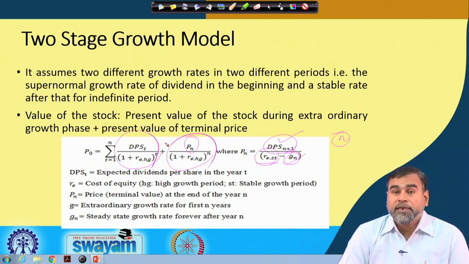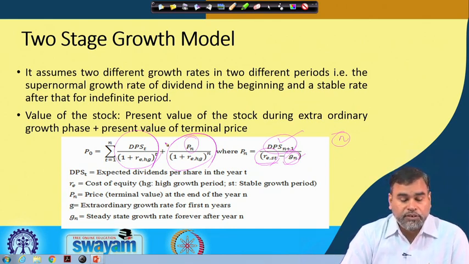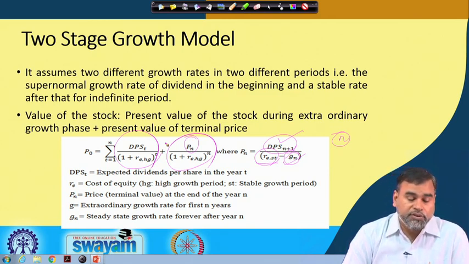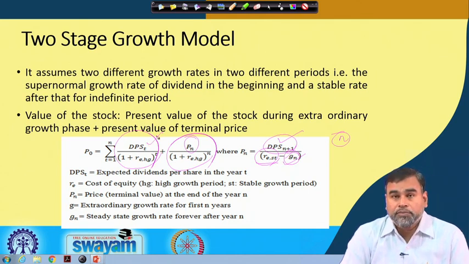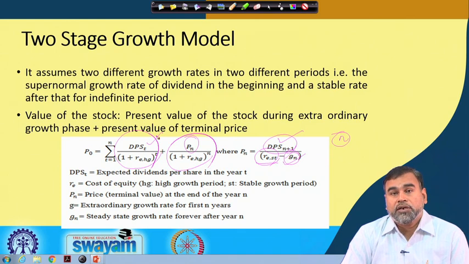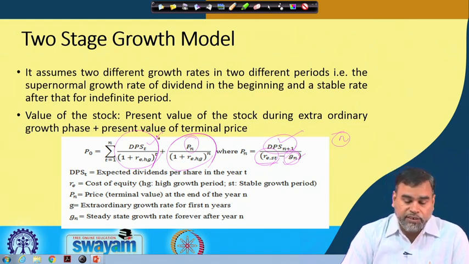So, that is basically the way the terminal price can be calculated, and the terminal price can be discounted to find out the present value. Then that present value and this present value, if you add them up, you can find out the value of the stock in that particular context. So, I already explained that thing.